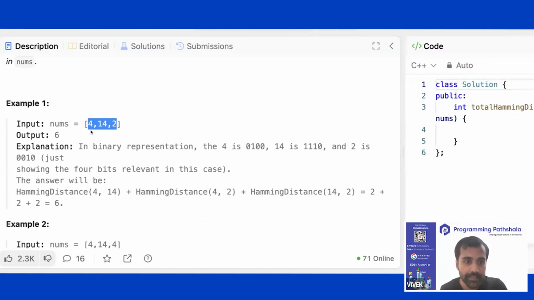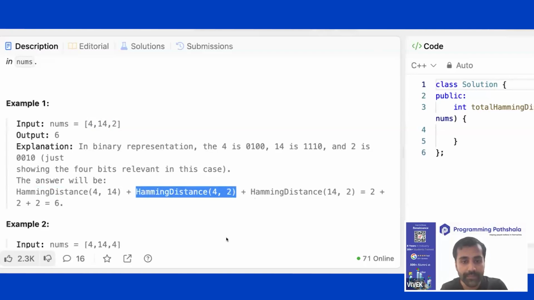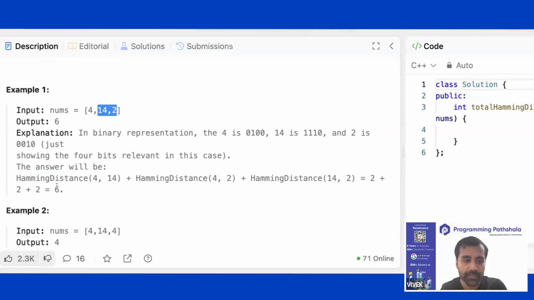For now, if you look at this particular example, what they're doing is considering all the possible pairs. The first pair is 4 comma 14, so they have found the Hamming distance of 4 comma 14. Then the next pair, 4 comma 2, and lastly the Hamming distance of 14 comma 2. These are the only three pairs possible, right? The Hamming distance of 4 and 14 was 2, of 4 and 2 was 2, and of 14 and 2 was also 2. So their answer is 6. Basically, you consider all the pairs, find the Hamming distance of every pair, and sum those Hamming distances.